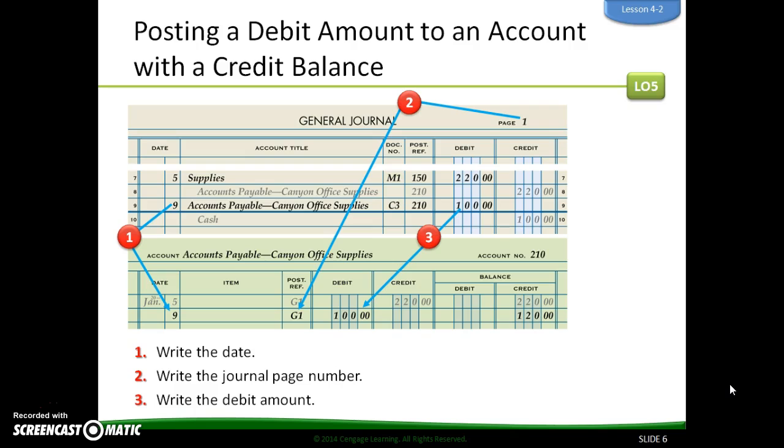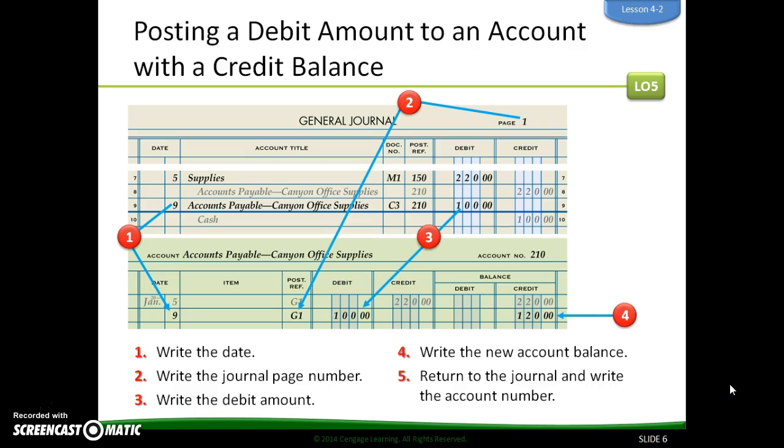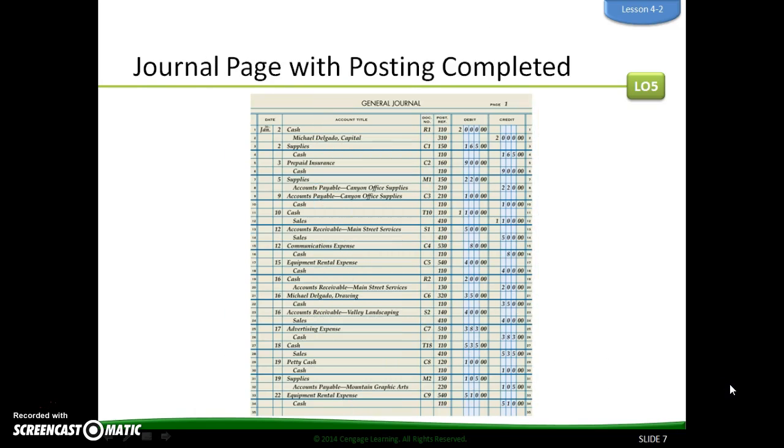Okay? So we're going to go ahead and look at our previous balance of $220 as a credit. We're going to subtract our $100 debit, and our new credit balance in the account is $120. So we'll write the new account balance under credit, and then we'll go back and look in the journal to make sure we have the correct account number. And we do. 210 would be that correct account number.